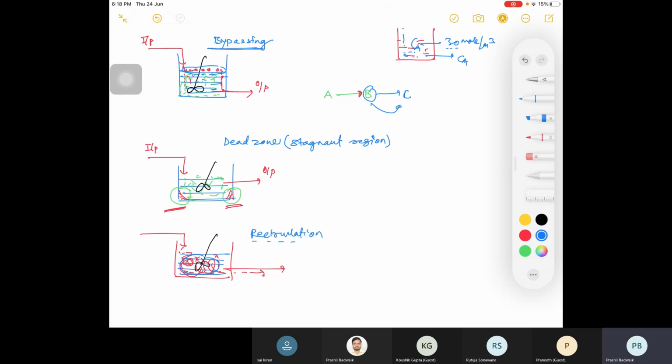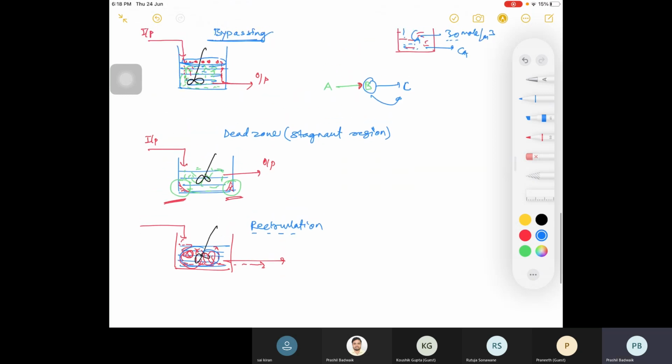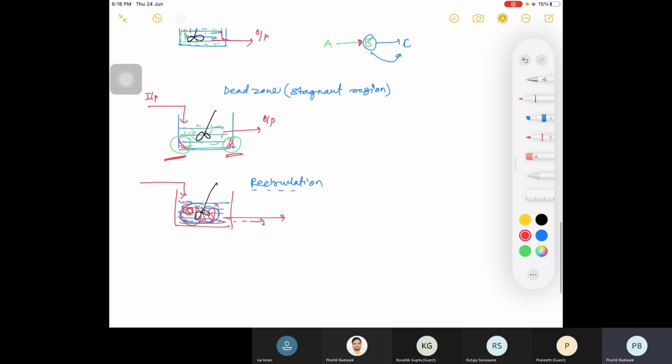Okay, it is rotating there and there only. Product बना तो product भी बाहर नहीं आ रहा, that is staying there. So these are your non-idealities in CSTR or your MFR. Now we'll move on to your PFR.